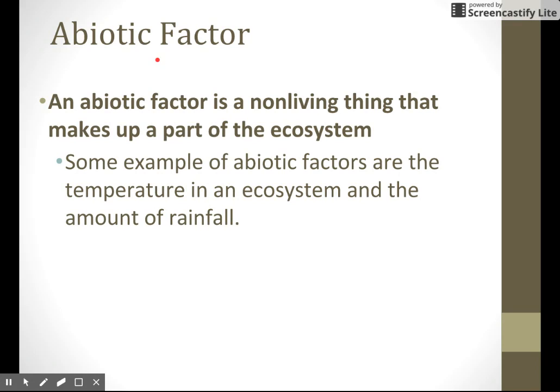Now, on the other side, we have abiotic factors. Bio meaning life, but if we put a in front of it, meaning not, so not living factors. An abiotic factor is something that is non-living that makes up part of our ecosystem. So one of the big factors that we have here, say at North Division, is temperature. Temperature will change depending on how it is outside. We are heated by a boiler. The boiler will change temperatures, and therefore the temperature of our little ecosystem here changes.